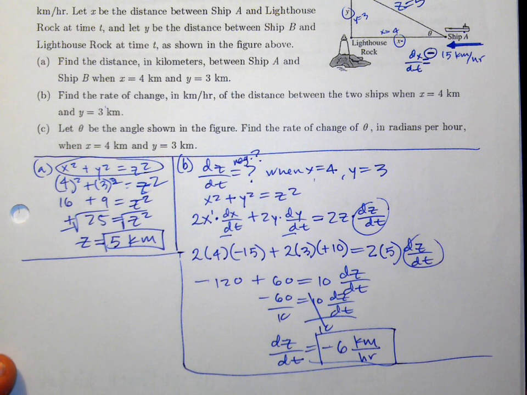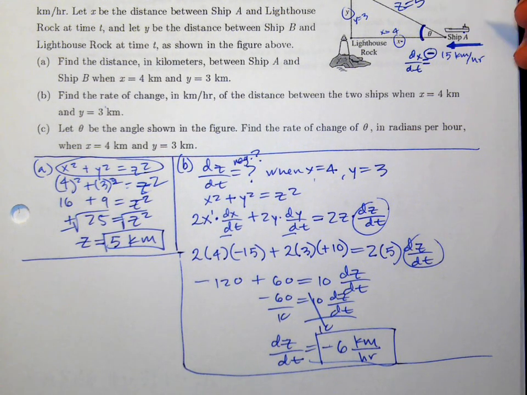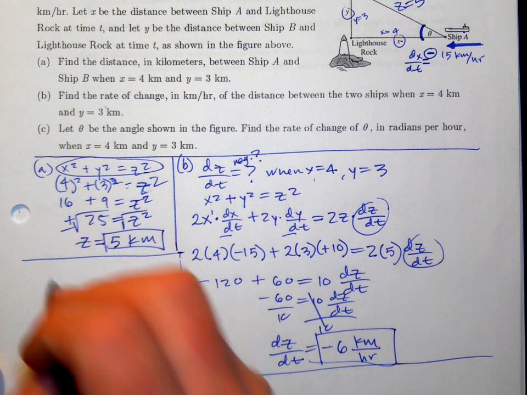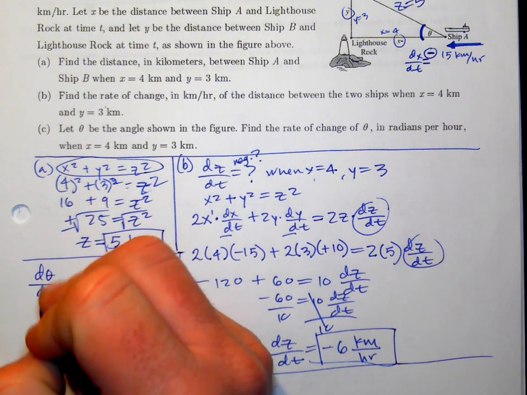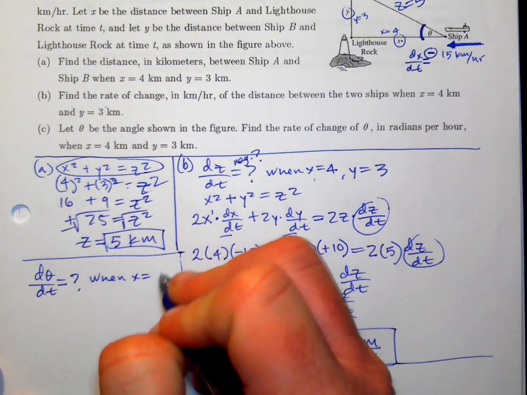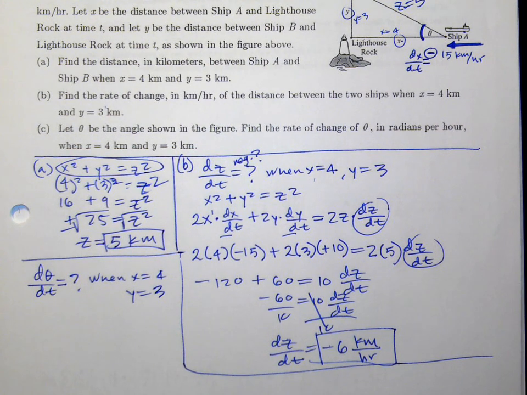Part C says, let theta be the angle shown in the figure right here. Find the rate of change of theta in radians per hour when x equals 4 and y equals 3. So they're asking for d theta dt when x equals 4 and y equals 3 in radians per hour, which is what we would have assumed anyways were the units. In general, angles on the AP Calculus test will always be radians, not degrees.